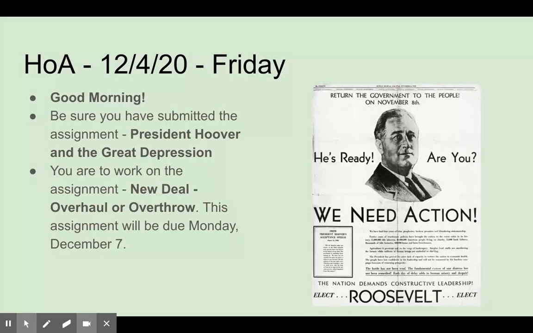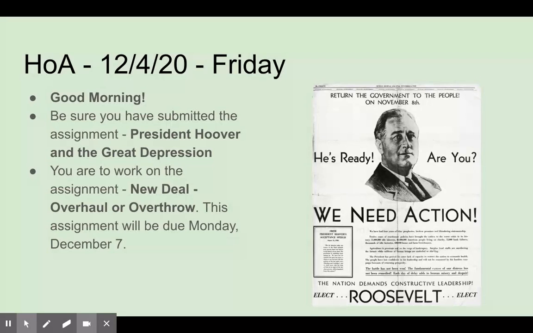And as a result of that, in 1932, the American people moved in a new direction and elected Franklin Delano Roosevelt and his idea of the New Deal. And so today and on Monday, we're going to focus on FDR and the New Deal. Your assignment for today is called the New Deal, Overhaul or Overthrow.